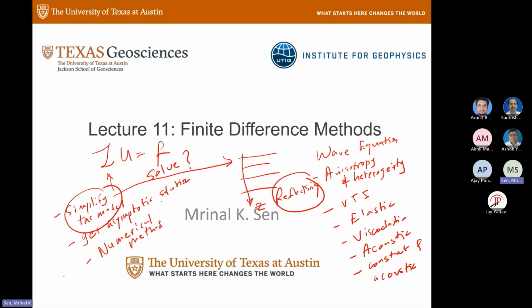The second approach we took was to see if we can get an approximate analytic solution that is valid at high frequency. That involves approaches such as asymptotic ray theory, which we went over quite a bit. In ray theory, we identified two fundamental equations. One was your eikonal equation that gives you travel time, and the other is your transport equation that gives you amplitude.